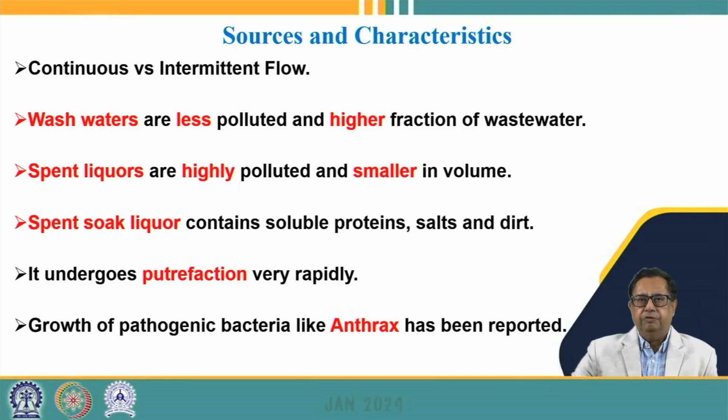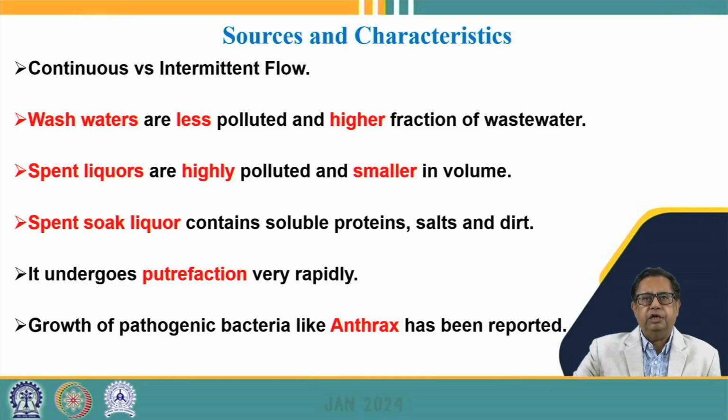So the wastewater that is being produced from the tanneries may be continuous in nature or it can be intermittent in nature. For example, when we are having the washing processes, a huge amount of wastewater may be generated, and this wastewater may be continuous in nature. Whereas the wastewater generated from the spent liquors, from the liquors which are used in different processes for the treatment, may result in an intermittent flow, and it is highly polluted as well as lesser in fraction.